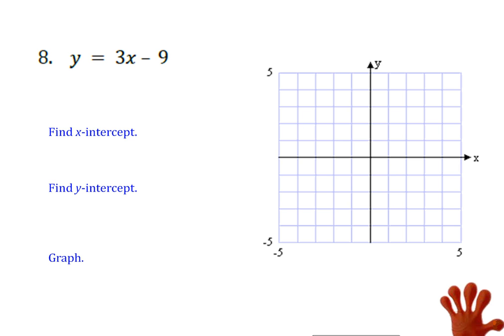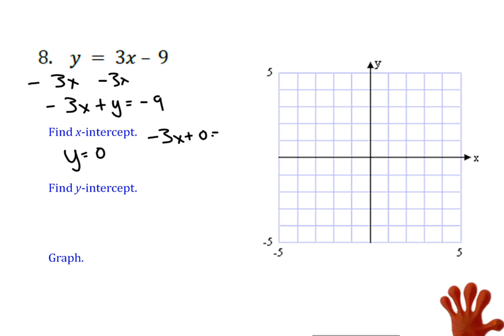Right now, is this in standard form? The answer to that question is no. But I can make it standard form very quickly by subtracting 3x over. So I get negative 3x plus y equals negative 9. Same kind of concept. X-intercept, y is 0. So I get negative 3x plus 0 equals negative 9. So negative 3x equals negative 9. So x is going to equal 3.